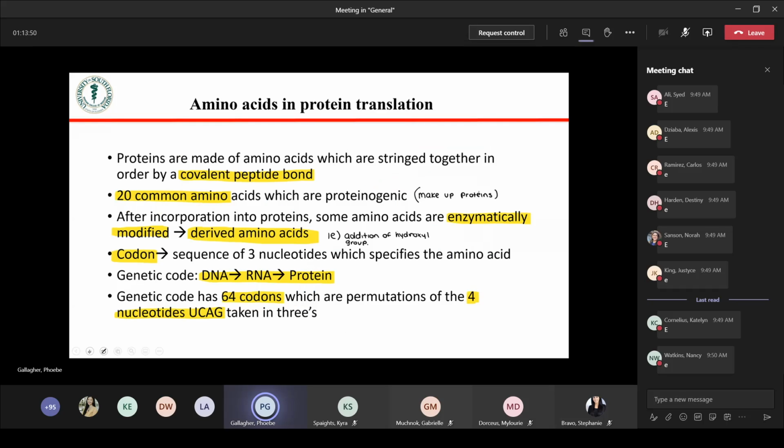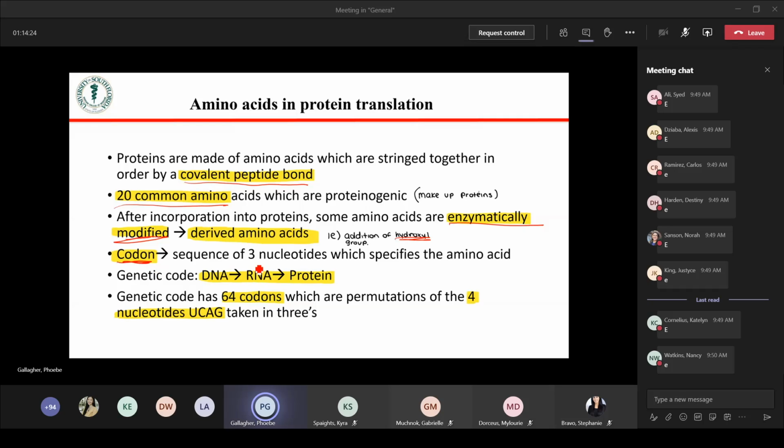Okay, from here, know that the peptide bond is a covalent bond, that there are 20 amino acids that make up proteins, and that you can enzymatically modify the amino acids. This is going to be important when we go over collagen formation, because you'll see that the amino acids will have a hydroxyl group or a sugar group added to them, to change them a little bit. And that's important for the formation of collagen, which we'll go over later. So just have an idea that that exists.